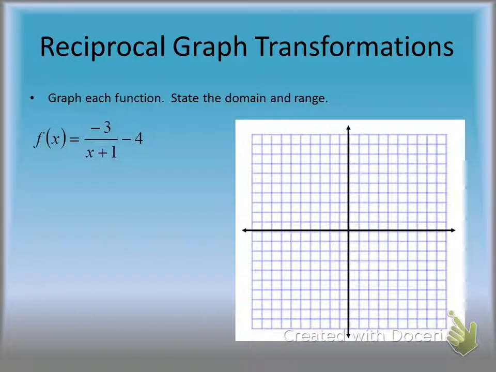Alright, so the last one here, you have graph each function, state the domain and range. Basically, you're going to see 3 different questions pop up with this one. The first 2 are just like the last one: figure out your asymptotes. Question 1 will be your vertical asymptote, question 2 will be your horizontal asymptote, and question 3 you'll see once we get done with those. So answer 1 and 2 with your vertical and horizontal asymptotes on this one first.